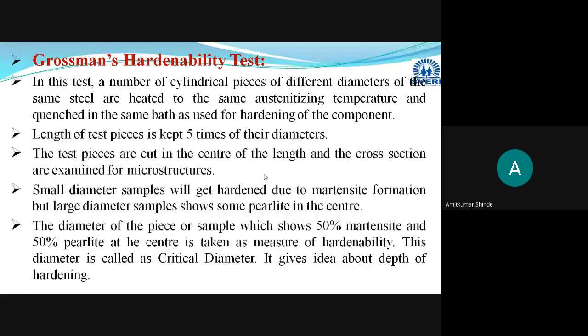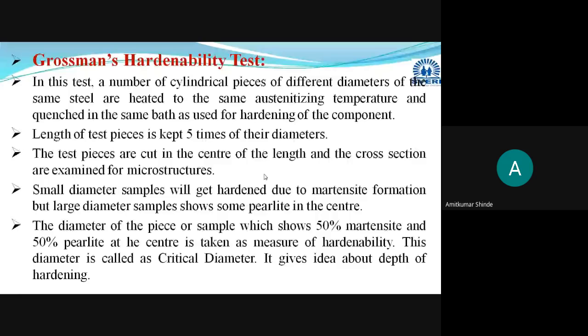After the heating and quenching process, the samples are selected one by one, and exactly from the center we will cut that sample, and we will examine whichever cross section is obtained after cutting the sample at the center. And that microstructure we are going to examine here. Instead of checking their hardness values, here we are going to check their microstructure.